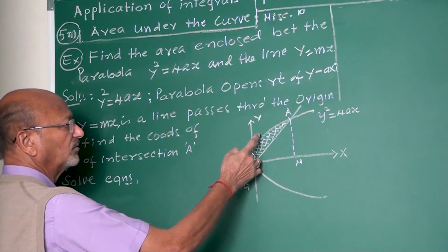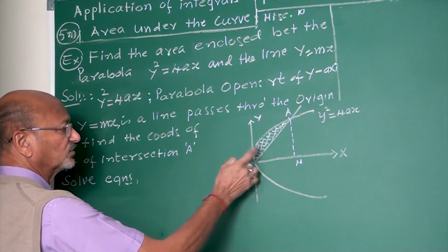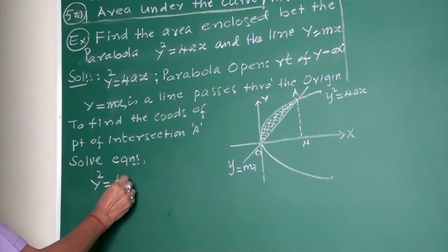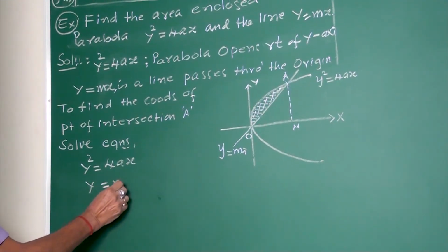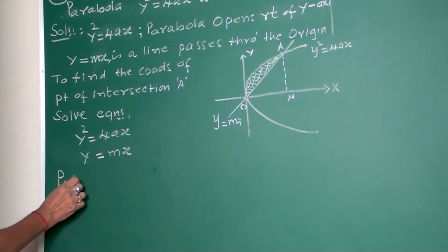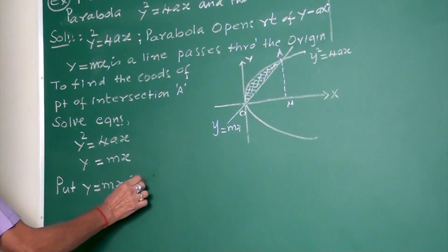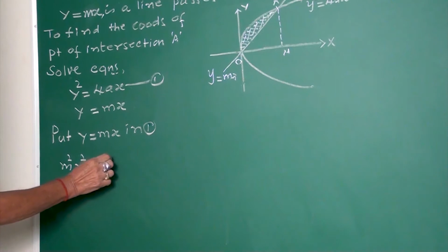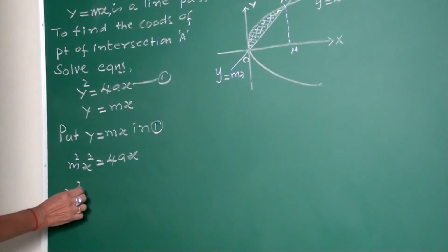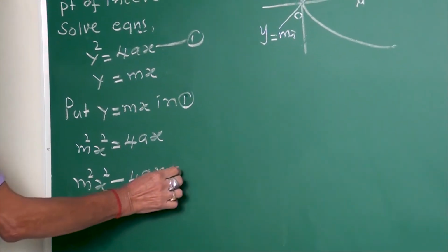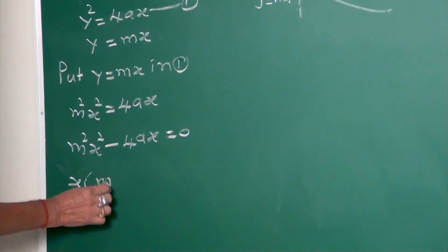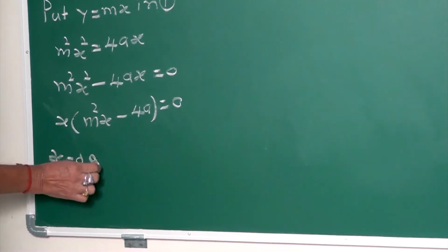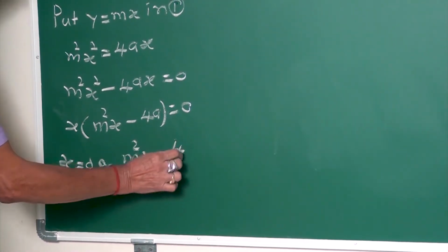Again, y of the upper curve minus y of the lower line. Solve the equations. First, y square equal to 4ax and y equal to mx. Put y equal to mx in equation 1. Then m square x square equal to 4ax. Bring this side: m square x square minus 4ax equal to 0. X is common, so x times (m square x minus 4a) equals 0. Either x is 0 or m square x minus 4a is 0.